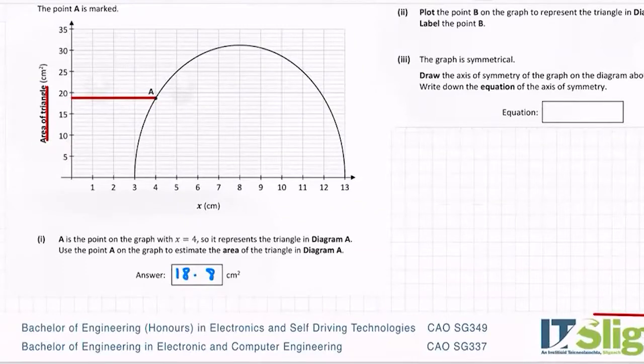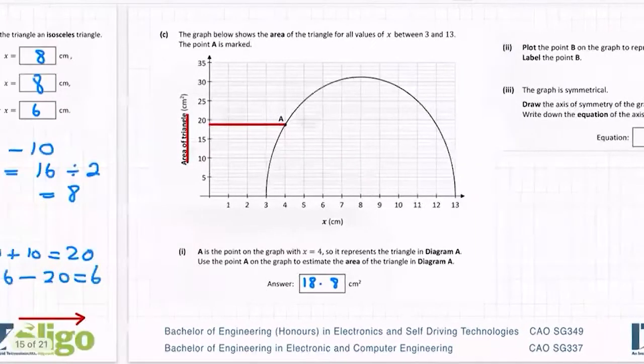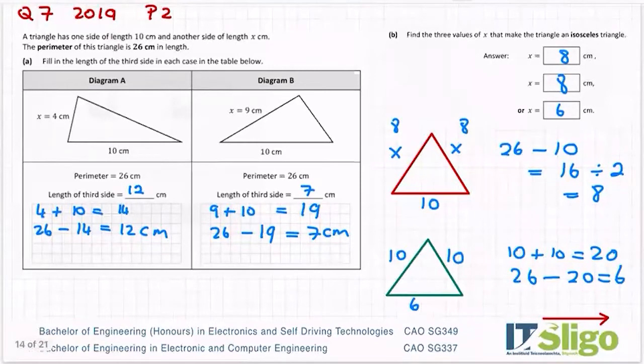And you'll note it's also really important, the word estimate, okay? So everybody's going to get slightly different. So the answers in your exam would be like a range. It could accept answers from 18.7 up to 18.9 or something like that. Okay, plot the point B on the graph to represent the triangle in diagram B.